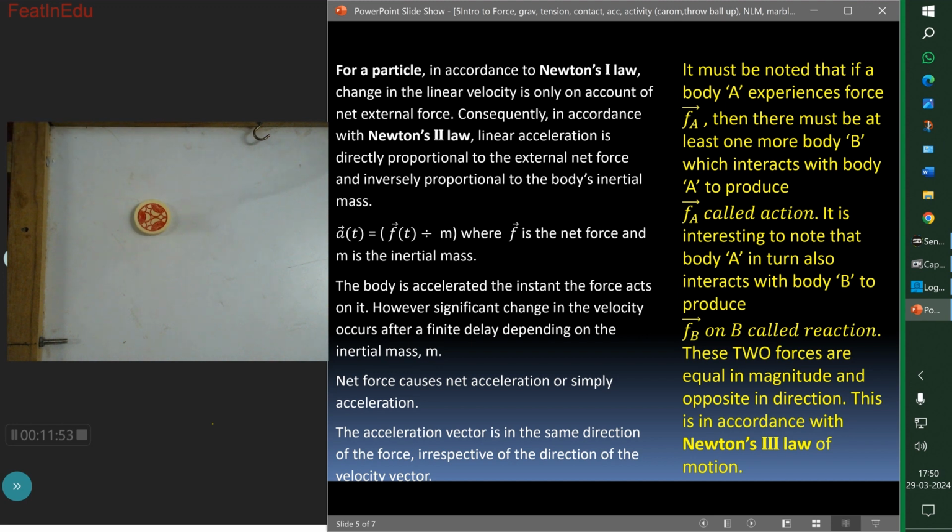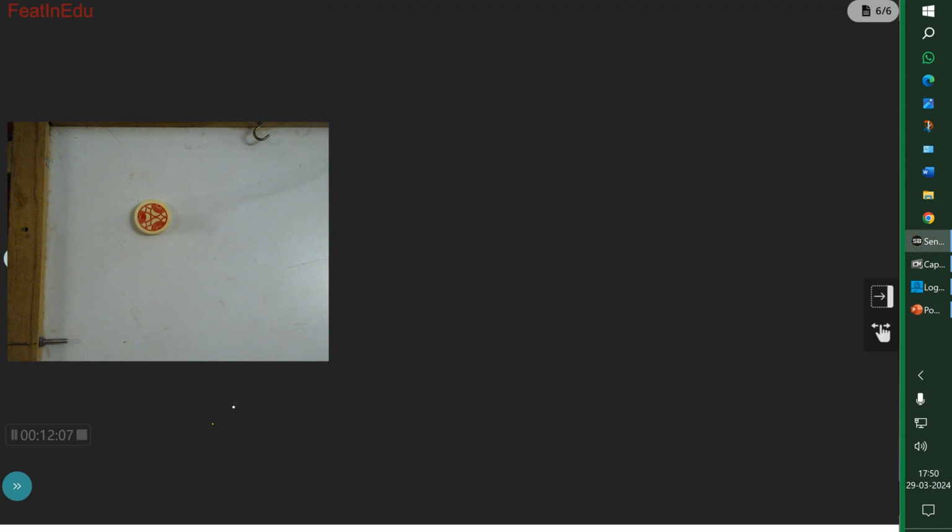The acceleration vector is in the same direction as the force, irrespective of the direction of the velocity vector. Now try to understand this concept. Here you see, this is the body. At some instant of time, its velocity vector is like this. And then at that time t you are applying a force vector F1.